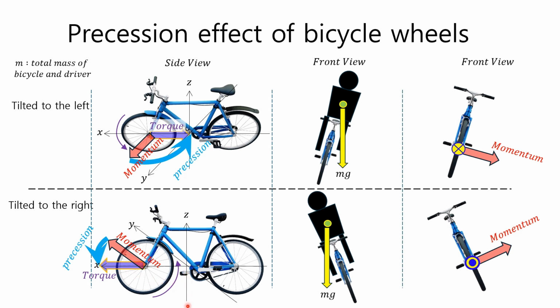Therefore, the precession motion occurs, and the front wheel of the bicycle tends to rotate around the negative z-axis, following the blue arrow. Accordingly, if the body leans to the right, the front wheel of the bicycle will rotate to the right.